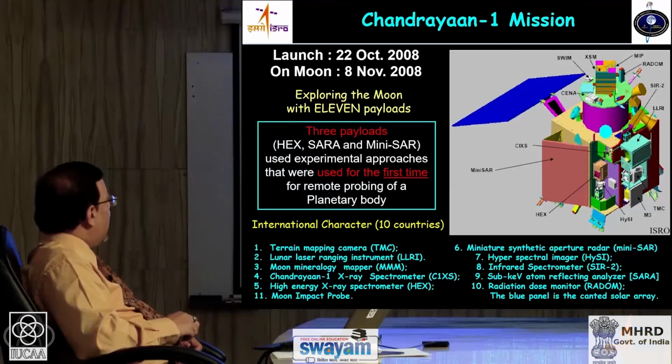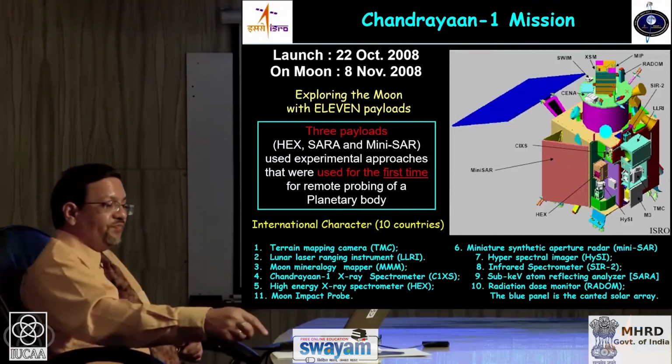It reached the Moon on 8th of November, about 16 days later, and it had 11 experiments on board, which is shown over here and listed over here. And this mission was truly of international character, with almost 10 countries participating in this mission.